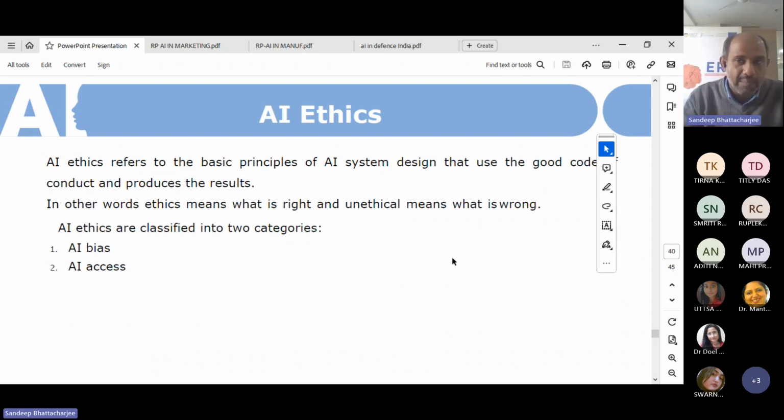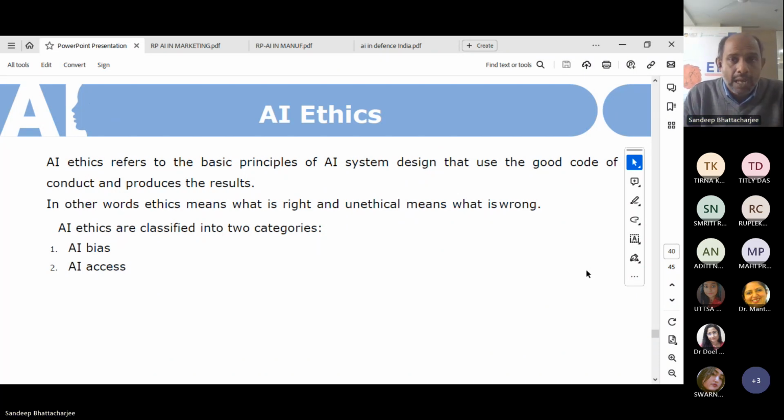Ethics, a very important part, as I've already discussed during the beginning of today's session. So AI ethics refers to the basic principles of how AI system designing is taking place, that uses a good code of conduct and produces the results. The code of conduct should be good, because at present we still don't have full control over AI development, whether it is hardware or software.